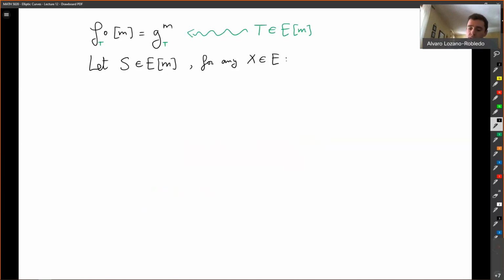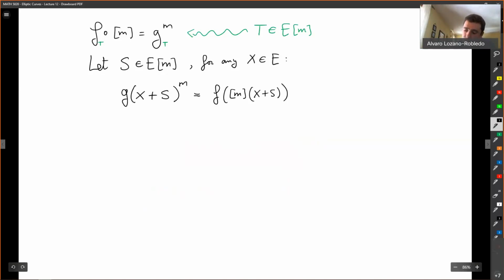Consider the following. g evaluated at x plus s to the mth power. What is that? I know that g to the mth power is f composed with m. So this is f composed with m evaluated at x plus s. And then I can distribute multiplication by m. So this is f of m times x plus m times s. Guess what? s is an m torsion point, so m times s is 0.